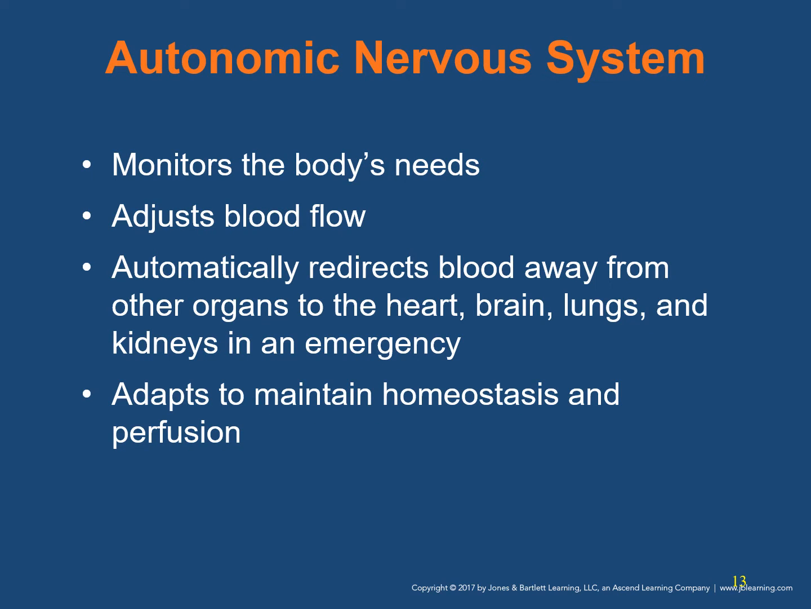The autonomic nervous system monitors the body's needs from moment to moment and adjusts blood flow by constricting or dilating blood vessels. In an emergency, it automatically redirects blood away from other organs to the heart, brain, lungs, and kidneys, adapting to changing conditions in the body to maintain hemostasis and perfusion. If the system fails to provide sufficient circulation for every body part to perform its function, shock results.